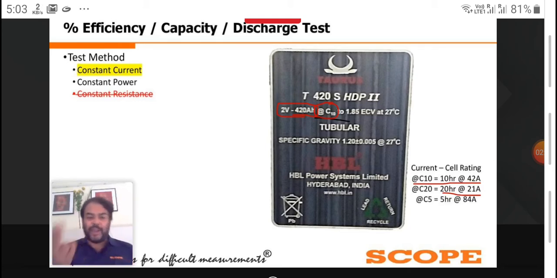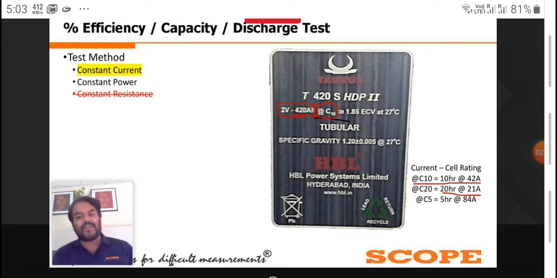10 multiplied by 42 ampere, it is 420. So multiplication of current and time will give me the total ampere hour. So that is how the ampere hour is calculated. That was one question somebody has asked. I have forgotten the name. So that is the thing.